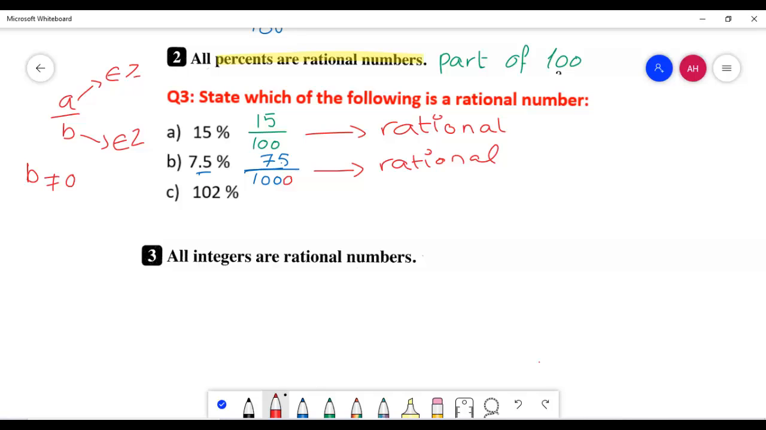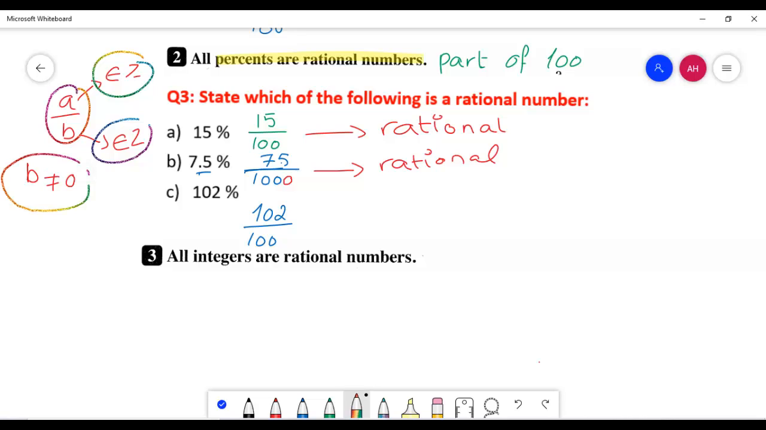Let's go now for number C. 102%. We said that percent means I am taking a part of 100, right? How many parts of hundreds am I taking? I am taking 102. I have reached, at the end, the form a over b, where my numerator belongs to Z, my denominator belongs to Z, and my denominator is not equal to 0. So yes, 102% is a rational number.